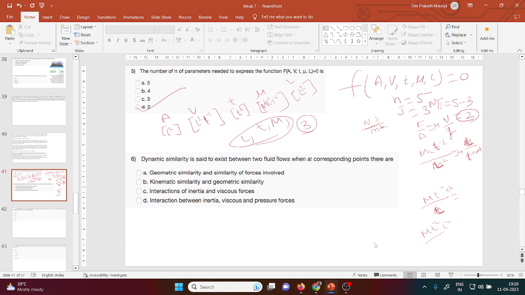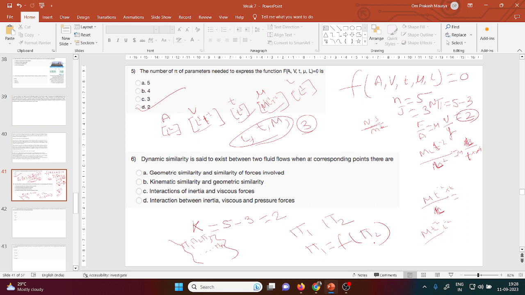No, you are not getting it, I think. Okay, the number of pi, what was the formula? K. K represents how many pi is required. That is pi 1, pi 2, pi 3, pi 4, like that, up to pi n. How many pi required? For this question, the number of parameters is 5, and the number of primary dimensions involved is 3, when we do the dimension of all the parameters, we see 3 things are involved. So how many? 2. For this question only two pi are required, pi 1 and pi 2. That is, pi 1 is a function of pi 2.